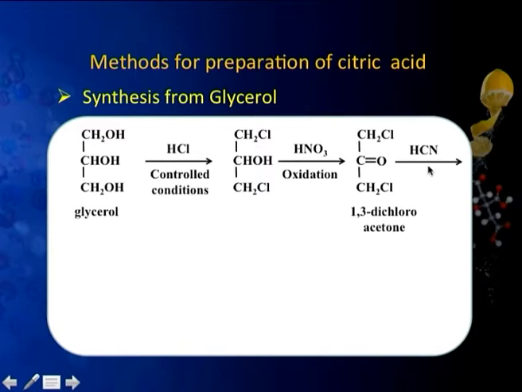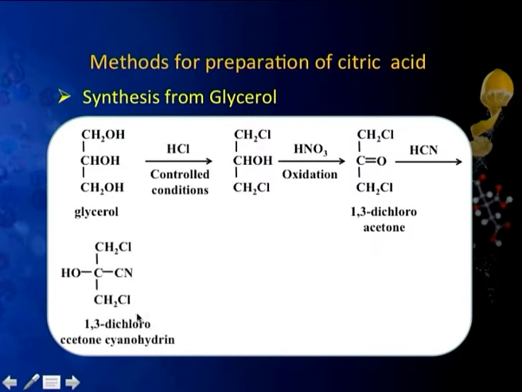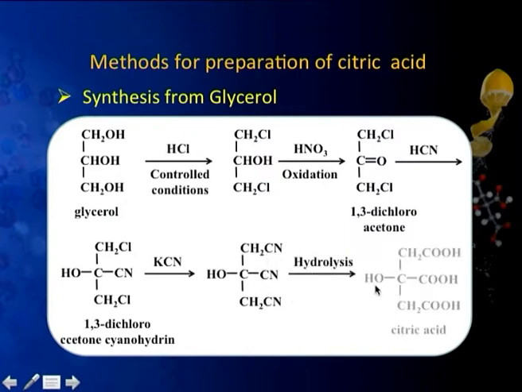Then this is further treated with HCN. Now HCN adds across this carbonyl group and we get the corresponding cyanohydrin. So it is 1,3-dichloroacetone cyanohydrin. Then this compound is treated with KCN. Now these Cl groups here are also substituted by cyanide and we get a tricyano compound, which on hydrolysis gives citric acid, because each cyanide gives one carboxyl group here. So this is one of the very important methods for the preparation of citric acid from glycerol.